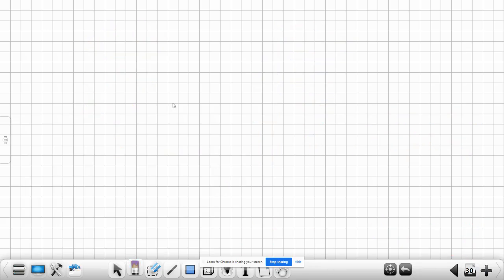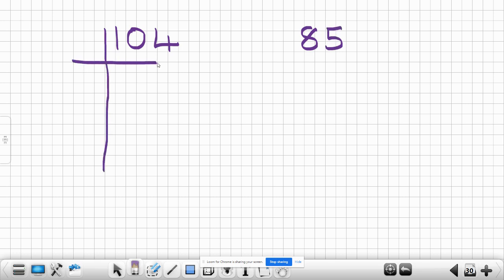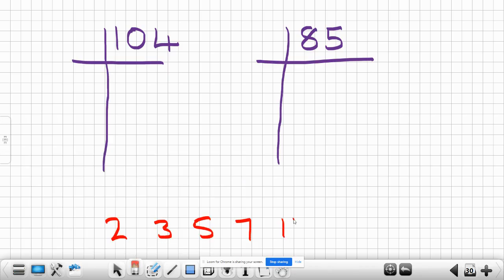Okay, let's have a go at... So when you're ready, pause the video and have a go. Okay, so let's write up our prime factors. The more you write these, the more they'll get embedded.